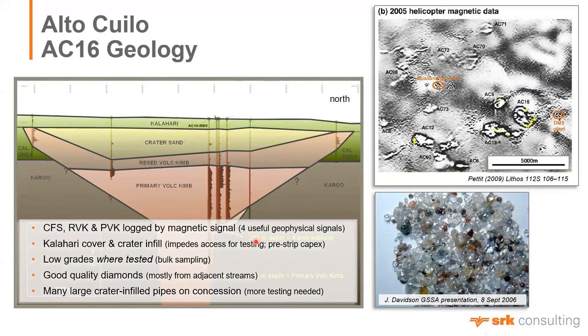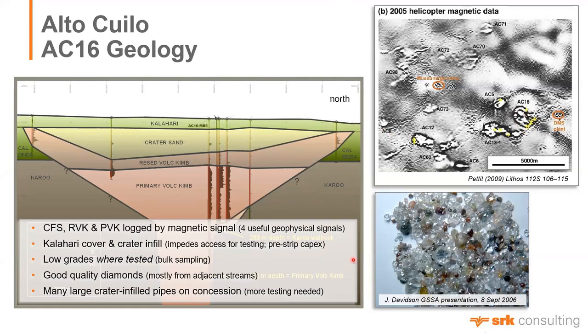Out of AC16, there were low grades where we tested, and the tests were basically on the edge of the kimberlite system. You can see AC16 in this magnetic image on the right-hand side, and it outcrops in the river valley over there, and that's where we tested it. Where we did test it, there were good quality diamonds. You can see the picture of the diamonds over there.